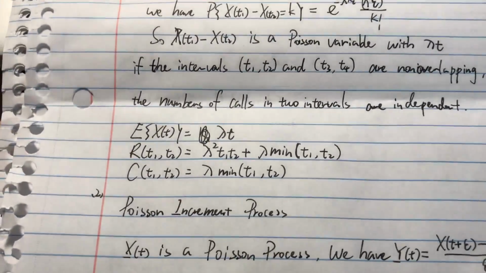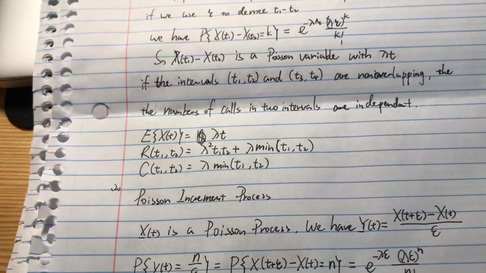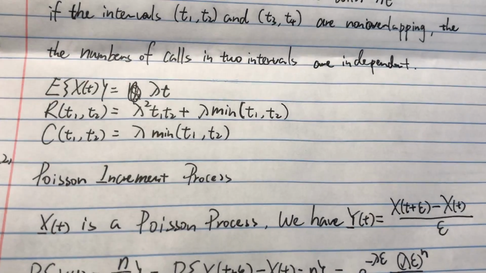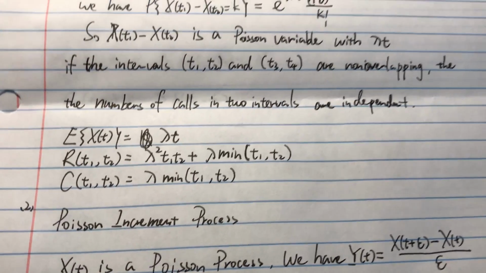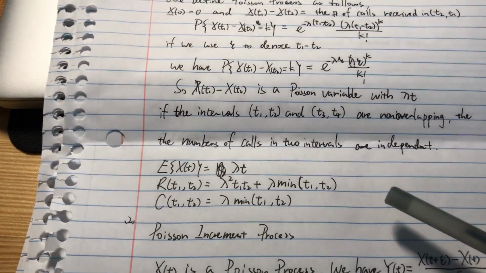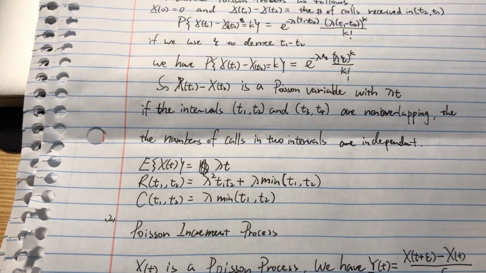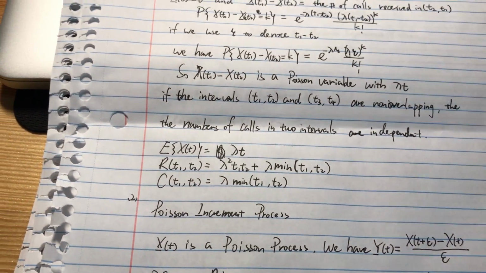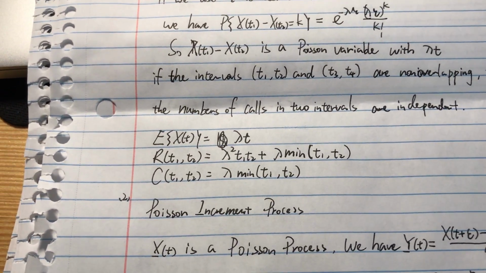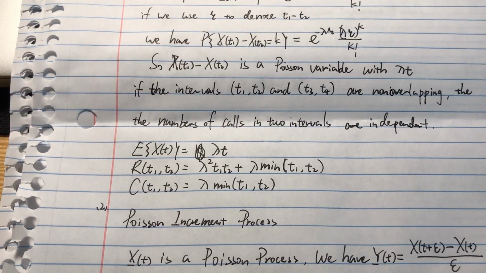For the Poisson process, the expected value is lambda t, and the autocorrelation is lambda squared times t1 times t2 plus lambda times the minimum of t1 and t2. The covariance of this process is lambda times the minimum of t1 and t2.